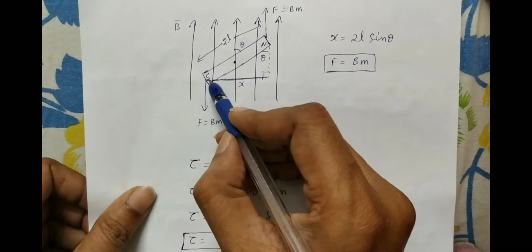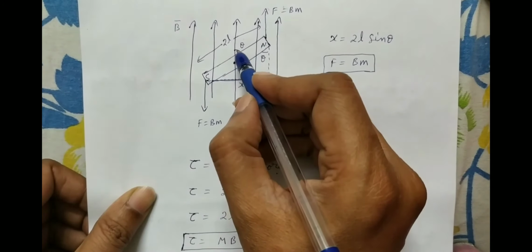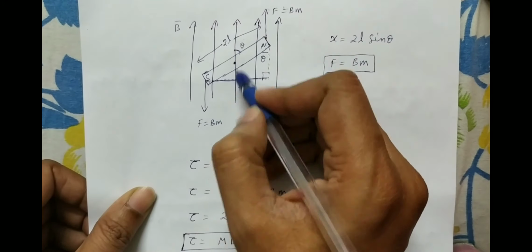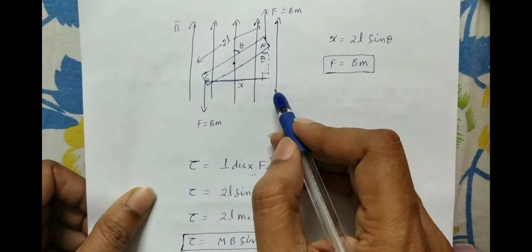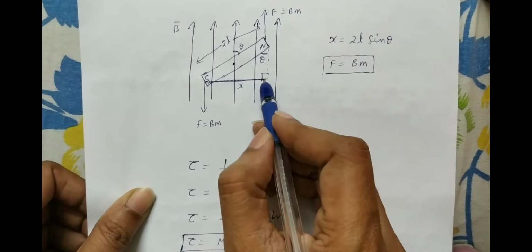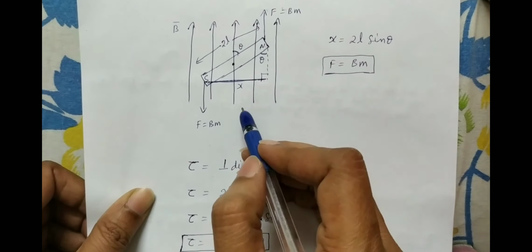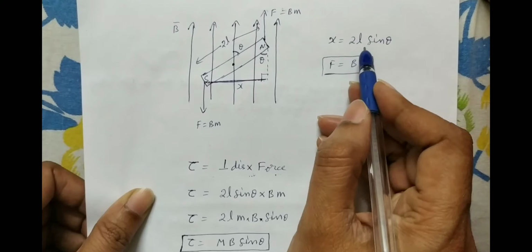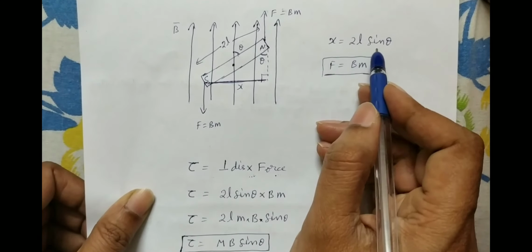So what is the perpendicular distance? You know 2L is the length of the magnet. And if the magnet makes an angle theta with the magnetic field, the alternate angle is also theta. So we need a relation, that is x we need, because this is the perpendicular distance between the two forces. The hypotenuse we know is 2L. Sin theta is x by 2L, from that we get x equal to 2L sin theta.